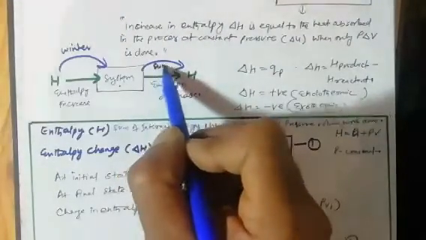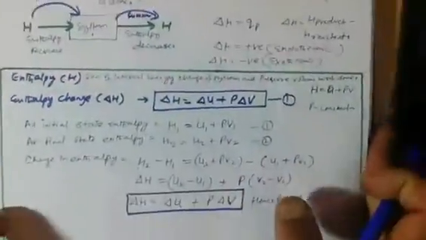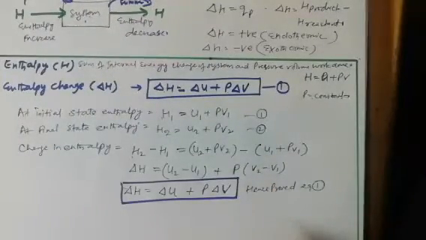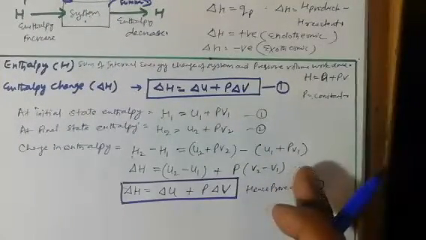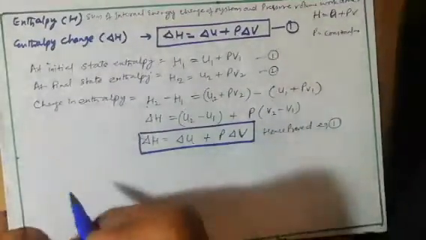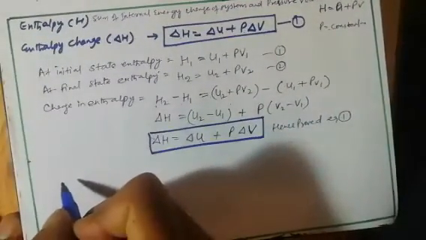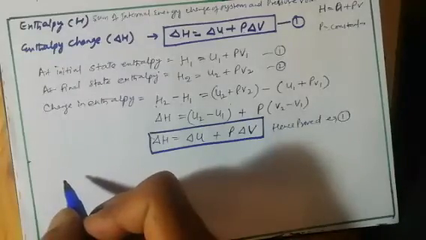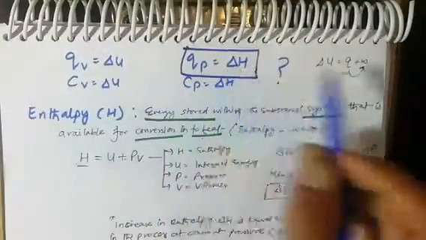This is the case of a system either absorbing heat or evolving heat. Now we need to find out how delta H is Qp. This we are going to derive: how Qp is equal to delta H. This I am going to derive.